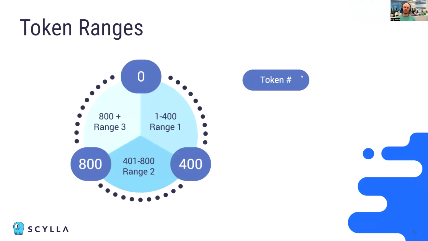And how does that work? So each node in our 3-node cluster is responsible for a range of tokens. Okay, so this is a simplified example, but say we have a range of 1 to 400, 401 to 800, and 800 and more. So each node knows that it's responsible for these specific tokens. And according to the hash, we would know which node is responsible for this piece of data.